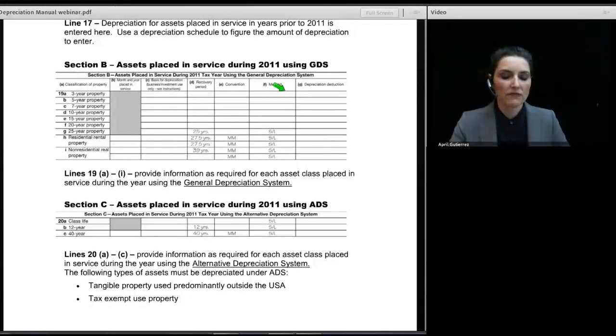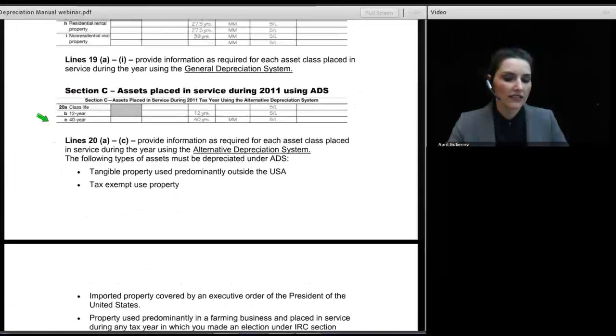And then we enter the method, which is usually going to be 200% declining balance, but it might be 150% declining balance. Then you could elect straight line as well. And then finally, the depreciation deduction. Then in section C, we enter assets placed in service during 2011 using ADS.